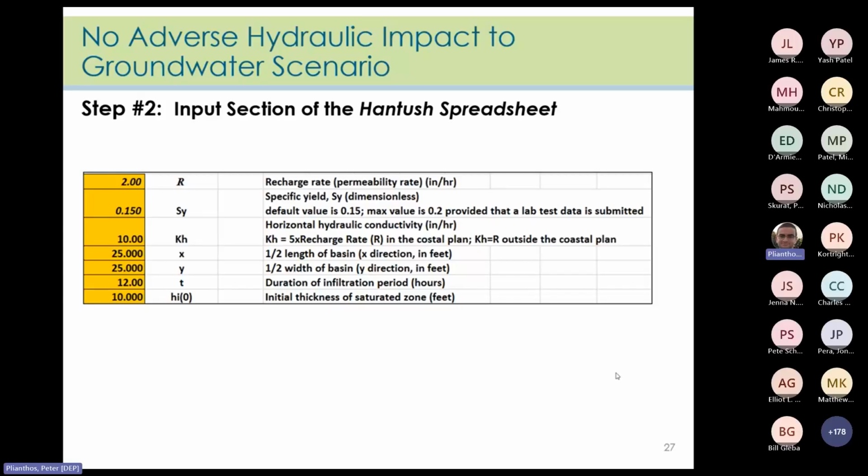Alternatively, you can grab screenshots from the input section of the hand-touch spreadsheet, shown here with the parameter values from the previous slide entered into the gold shaded cells. This version of the spreadsheet is one that allows time to be input in hours rather than days and recharge in inches per hour.